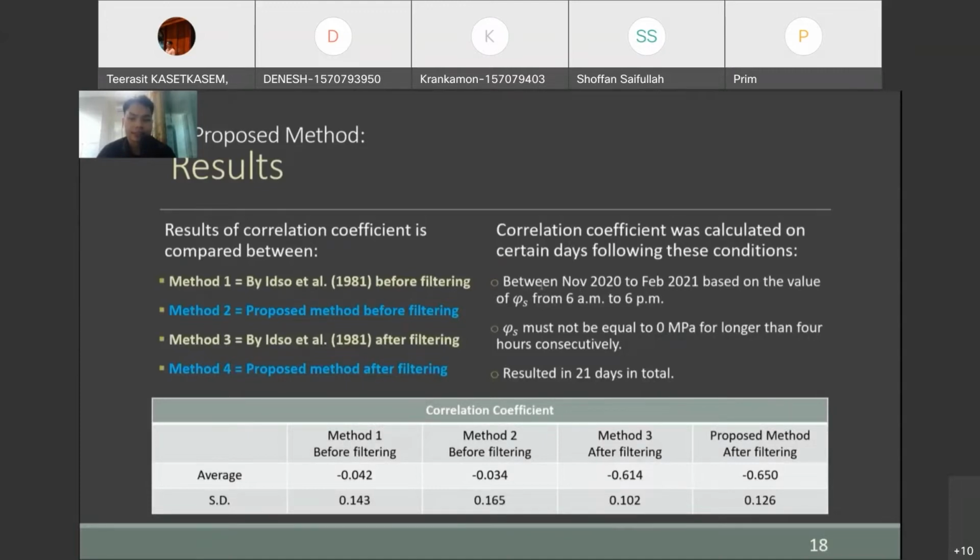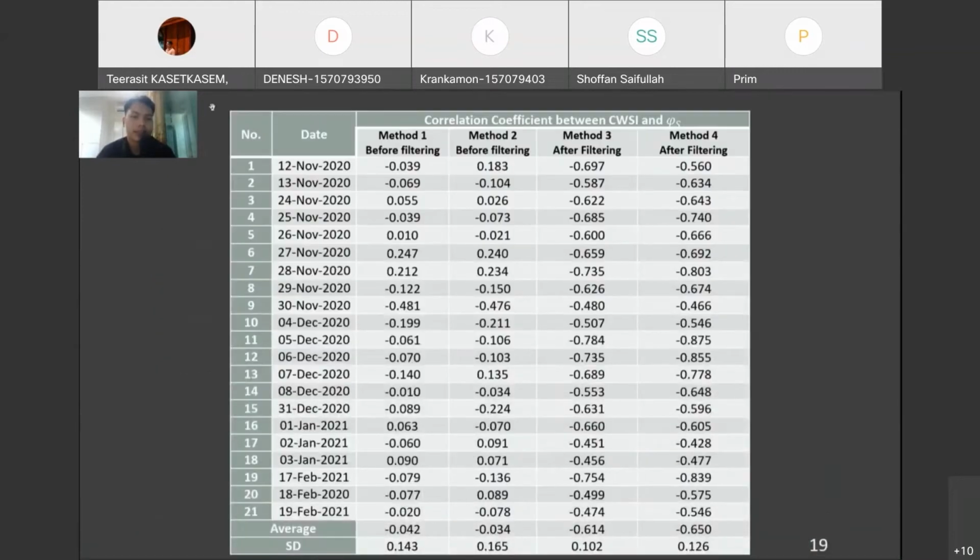This data is between November 2020 to February 2021, based on the value of psi S from 6 a.m. to 6 p.m. The psi S must not be equal to 0 megapascal for longer than 4 hours consecutively. And as a result, we were able to show you 20 days of results in total. So this table shows the correlation coefficient between CWSI and psi S on 4 different methods over 20 days. And the average result shows that our proposed method shows the strongest correlation of negative 0.65 on average.